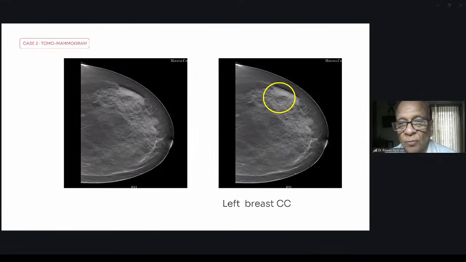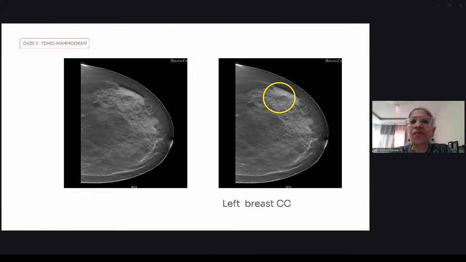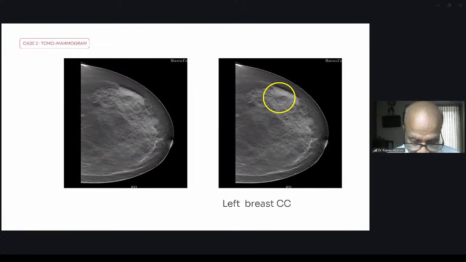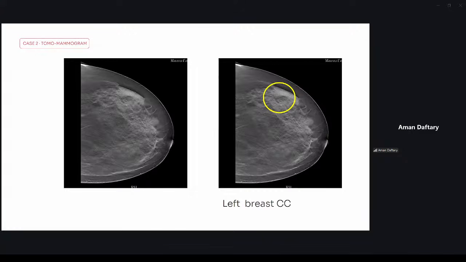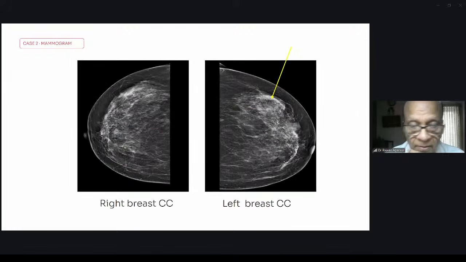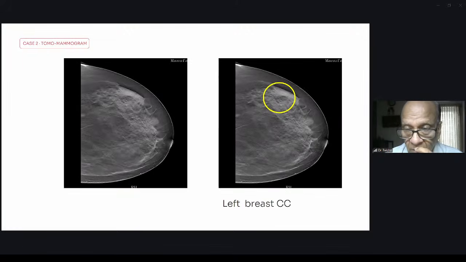Dr. Aman, would you like to make a comment? Or anybody? So sorry, this is only the CC view. You can see the architectural distortion laterally. Do you have the oblique view to see if it's consistent? Yeah, it was consistent. Yes, ma'am, it was consistent.